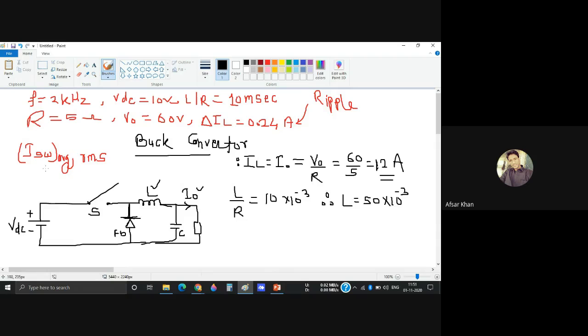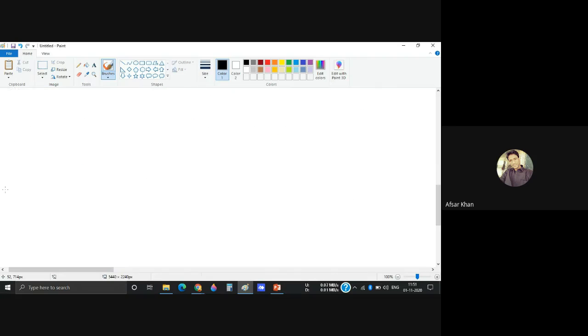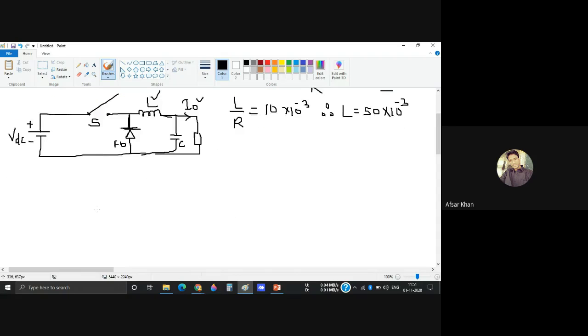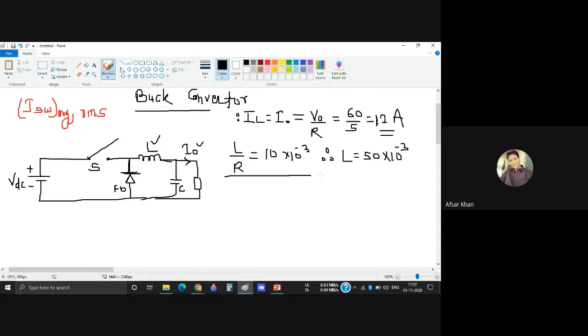Now we have to draw the switching waveform. See this. For this circuit, we have to draw the waveform. So I will draw the waveform. See.